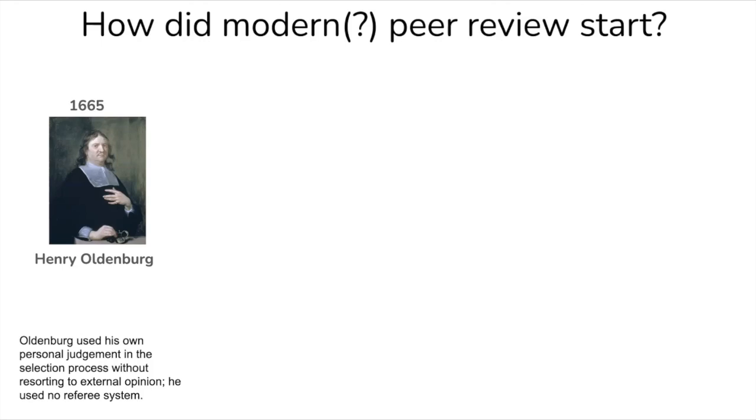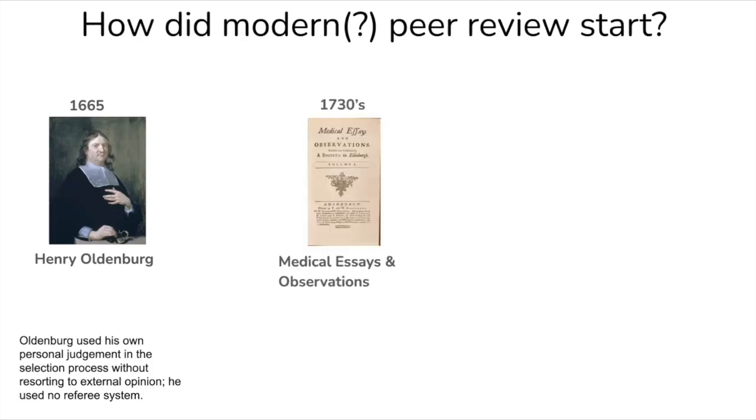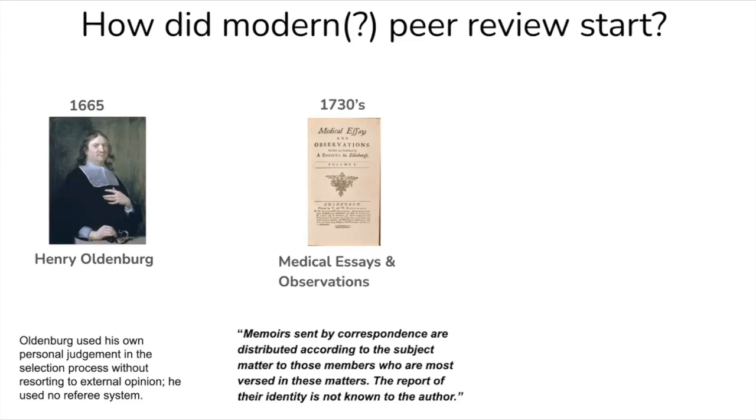Now, there are some other characters in this story that don't get mentioned quite as often, but the next one, again, if you're familiar with this, you probably will have heard of. And this is a little bit later, so this is in the 1730s, and this is up in Edinburgh. So the Medical Essays and Observations was a journal, effectively, and this was published with frequency, as any modern journal would be, and it contained research papers.